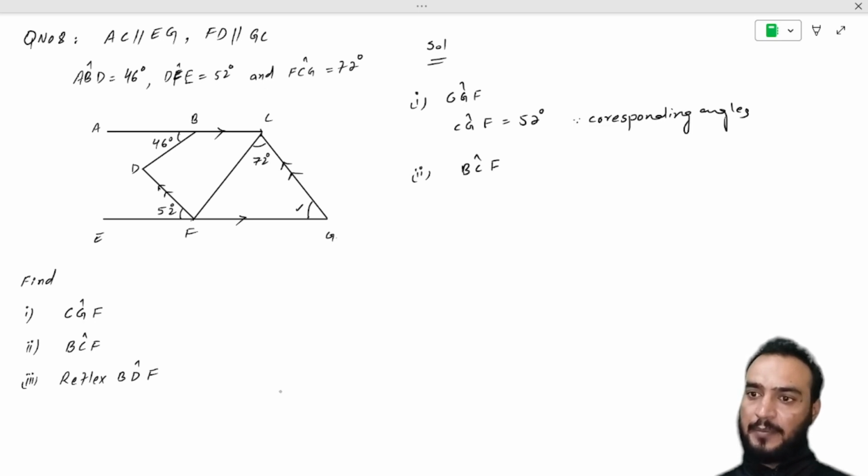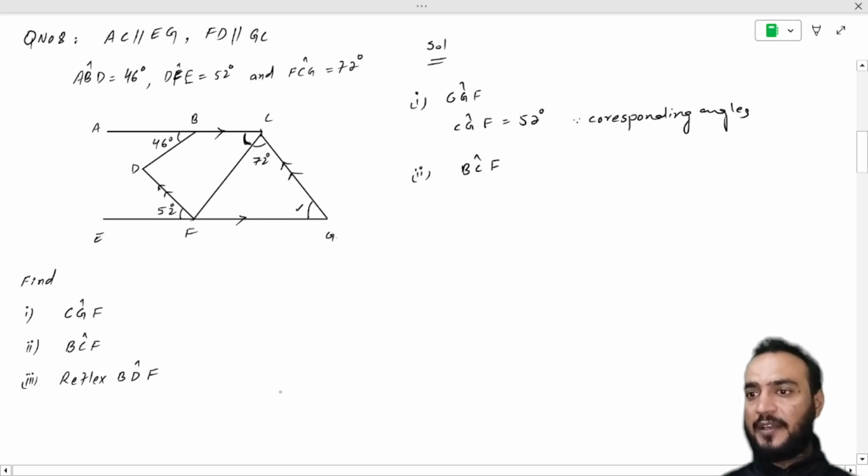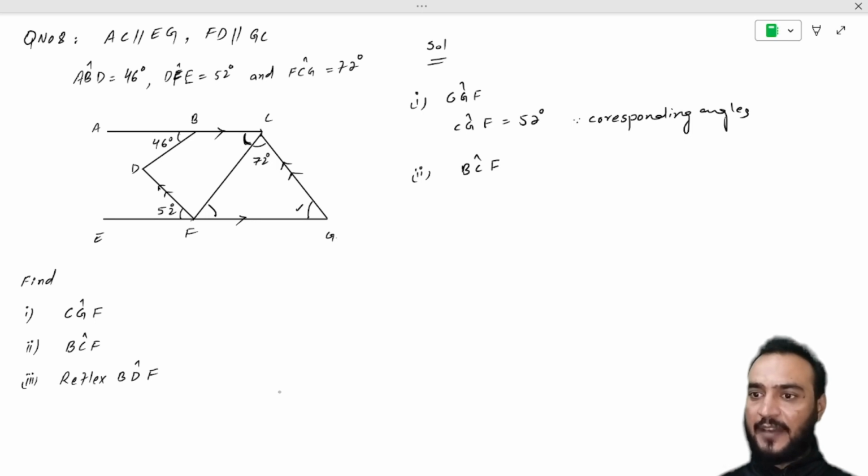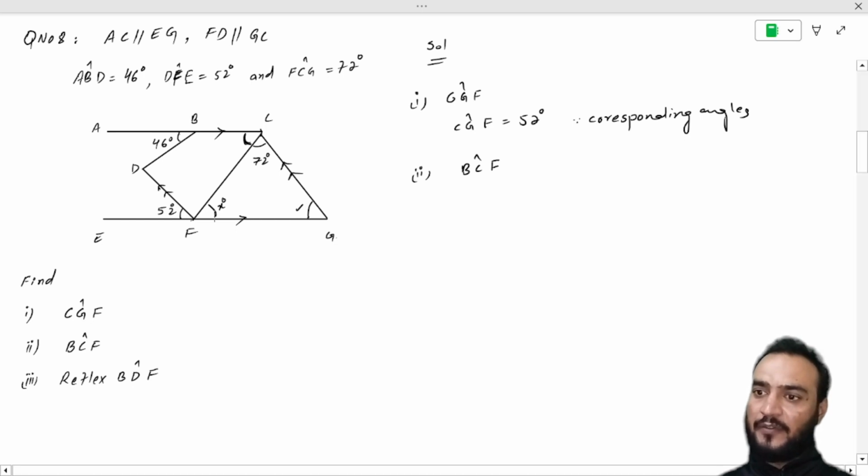In part B, we have to find angle BCF. So this is the angle BCF, B, C, and F. How can we find the angle BCF? It can be found when we find this angle. As you can see, the angle BCF is alternate to the angle GFC because EG and AC are two parallel lines. Let us name this angle as X degrees. So this is the triangle where this angle we have already found, that is CGF in part 1, which is equal to 52 degrees.